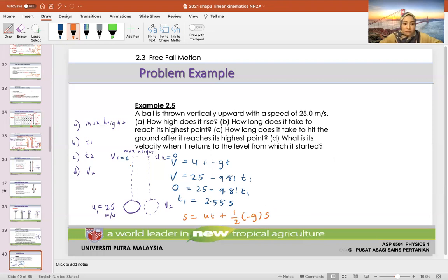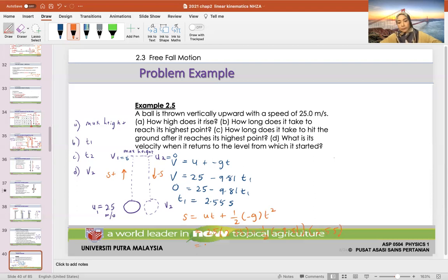Positive. Positive, because motion is going up, therefore your S is positive. Kalau motion going down, negative. Okay, sebab kita tengok kat section yang pertama ni kan, so positif lah. So S is UT plus 1 over 2 AT squared. Silap. This is T. Okay, so UT, our U is 25. T is 2.55. 1 over 2, 9.81 and then this is 2.55.